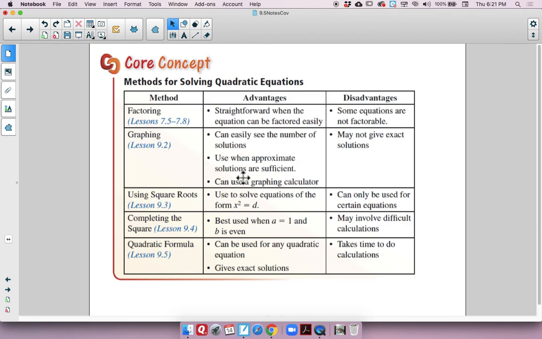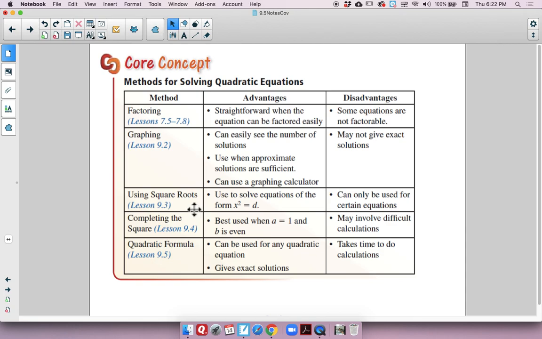We can use a graphing calculator with that, so there's advantages to it and also disadvantages, right? And with factoring, we saw it's straightforward, very efficient, easy to do, using the star method, the old-fashioned way, looking for perfect square trinomials or difference of 2 squares. But sometimes we can't do that.